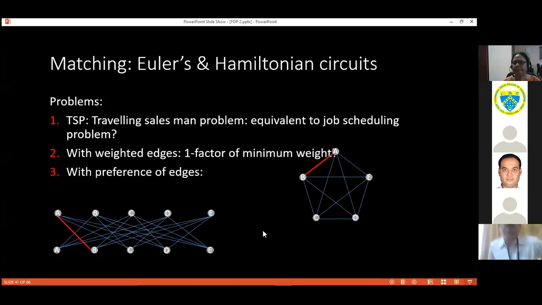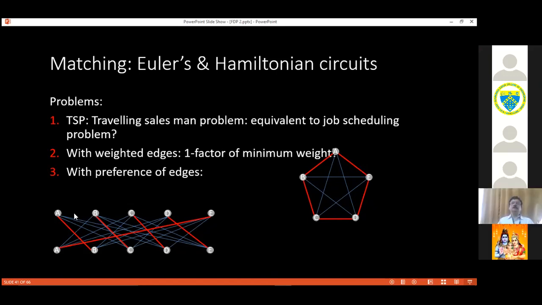What I'm trying to tell is that the traveling salesman problem is nothing but finding a Hamiltonian circuit in a graph, which is equivalent to finding a matching of minimum weight. For example, let us find a Hamiltonian cycle here from A to B, then B to C, then C to D, writing the edges. Once you find the complete Hamiltonian cycle, I get a resultant graph. Here is the matching in the replica bipartite graph.